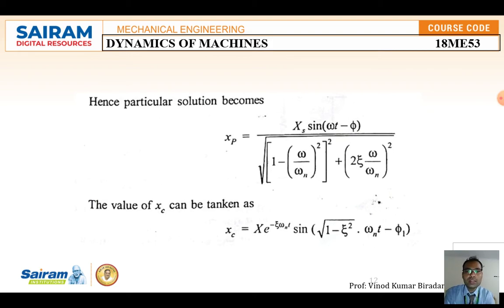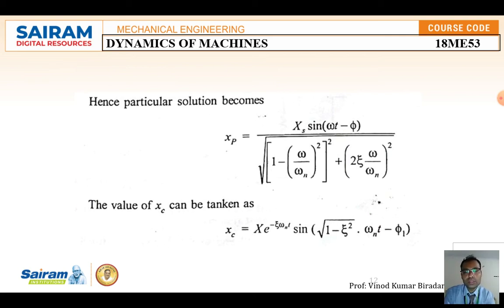So hence the particular solution, you are going to get what? Xp is equal to x static deflection sin of omega t minus phi, divided by the square root of 1 minus omega by omega n whole square, whole square, plus 2 zeta omega by omega n whole square. Okay, so the complementary function, we know this already, we derived this, can be taken as Xc, where c stands for complementary function, equal to X e to the power minus zeta omega n t sin of square root of 1 minus zeta square into omega n t minus phi. Phi is the phase angle of the first angle.